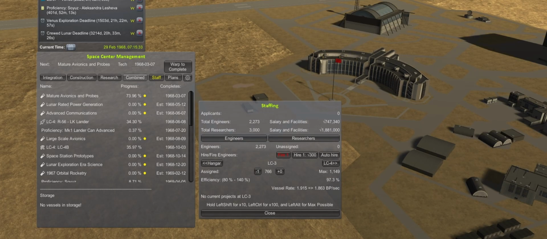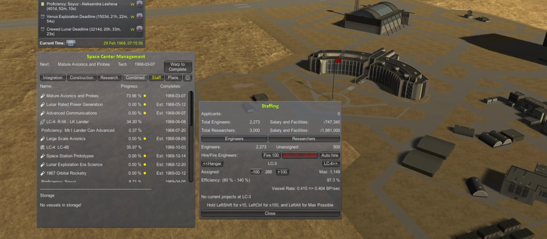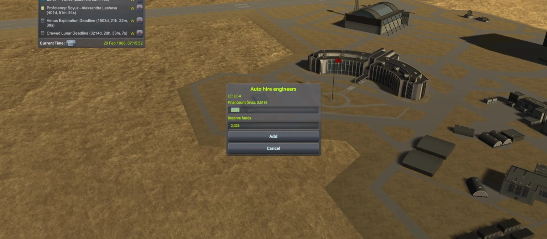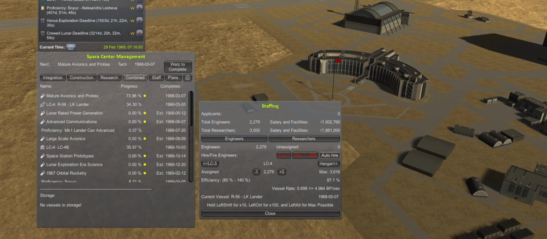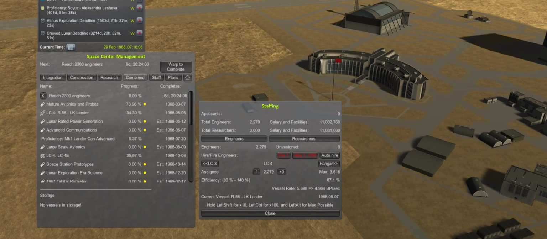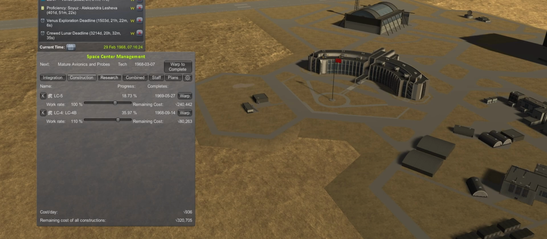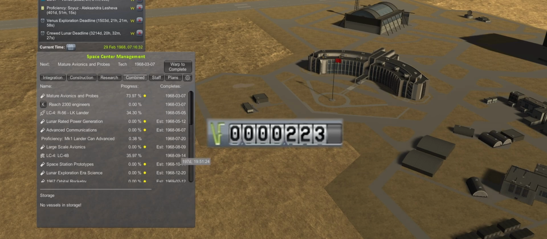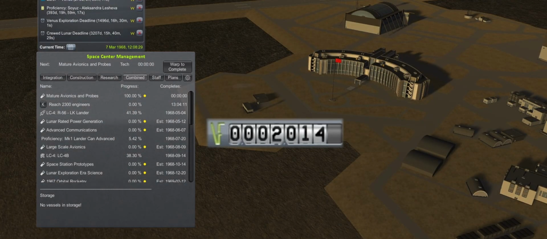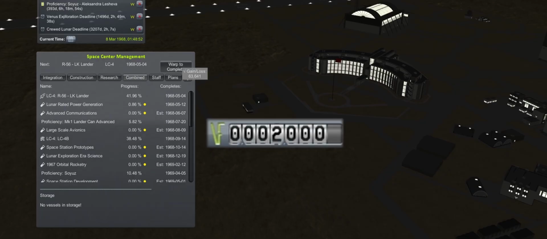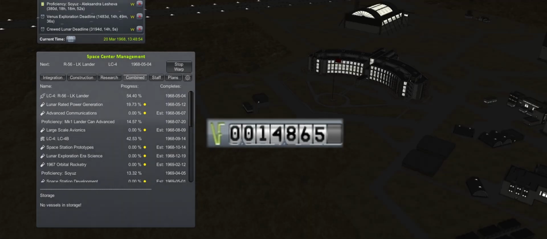With no planned Soyuz launches in the near future, we shift the engineers from that complex back over to the R56 facilities, and then set auto hire to 2300. We won't be hiring too much more staff, as we need to maintain a large enough positive income such that the next R56 can immediately be built when the lander integration is completed.